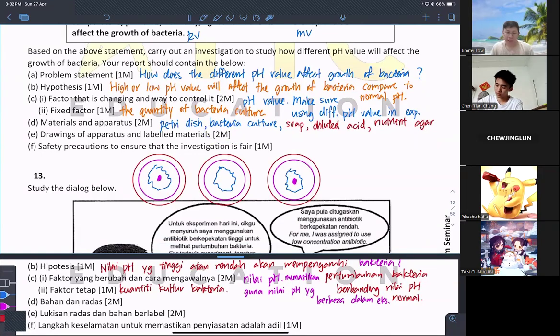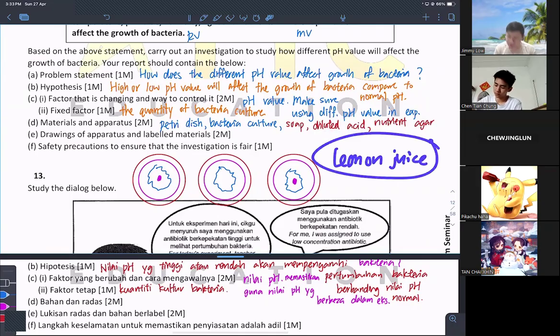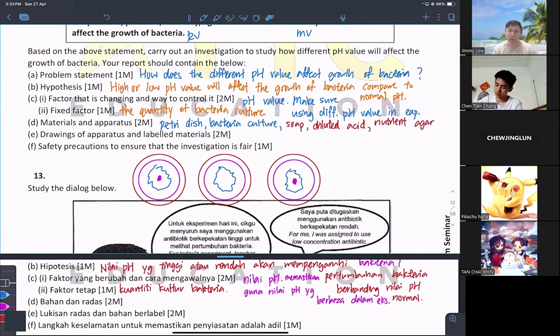Huh. Okay, if you find that something is missing, or for example now I don't want to use soap, you change to anything lah. You can say I use bleach. Okay, if you don't want to use diluted acid, I change to lemon juice. Also acidic ma, up to you. The point is you bring out the message only.